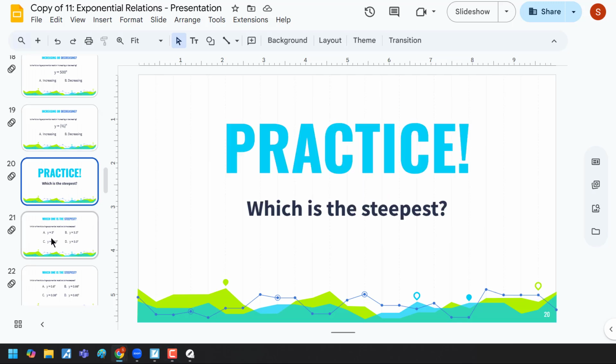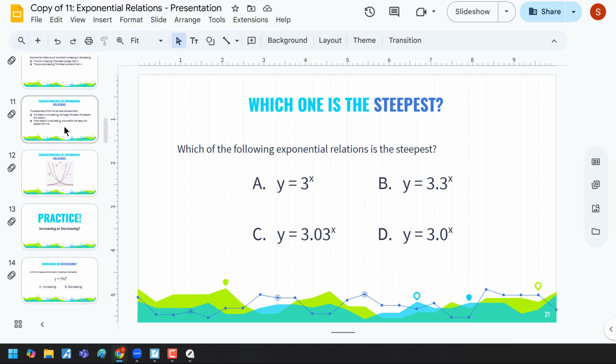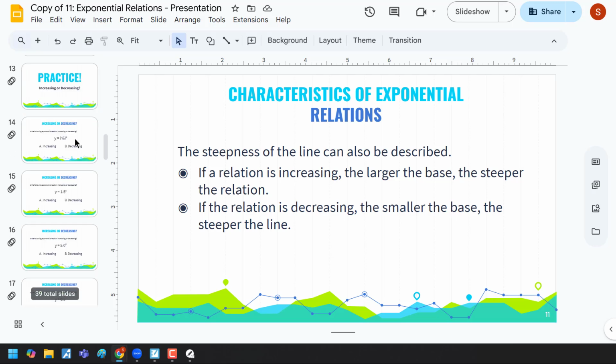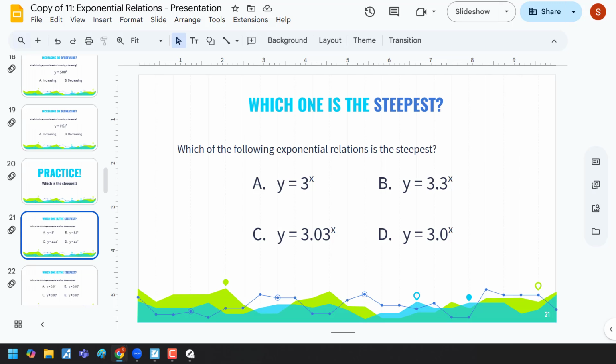All right, practice, which is the steepest? This one is going to be hard. So how about I remind you the rule for steepness? Listen carefully. If a relation is increasing, the larger the base, the steeper the relation. If the relation is decreasing, the smaller the base, the steeper the relation or line. So let's do this now.